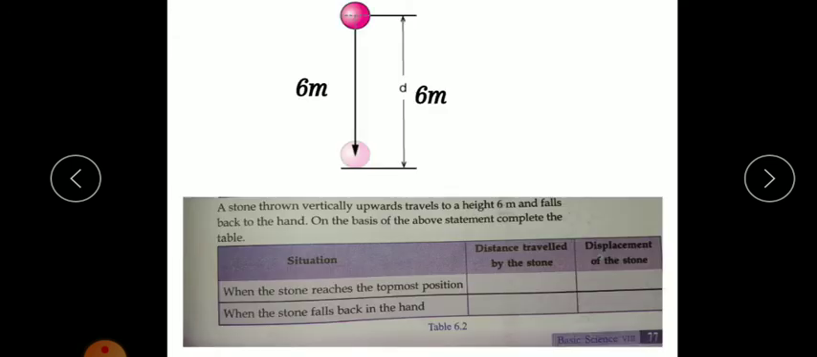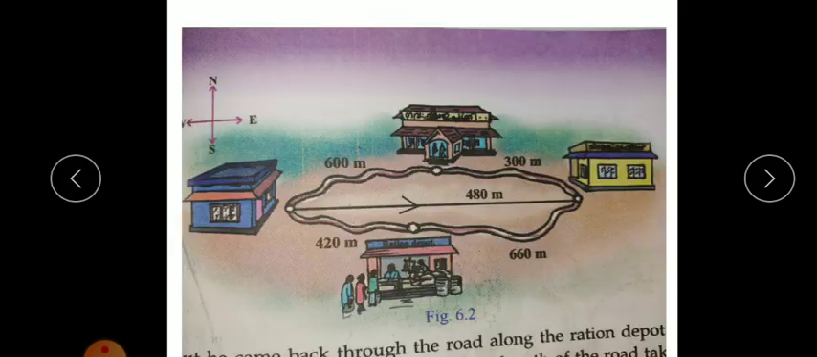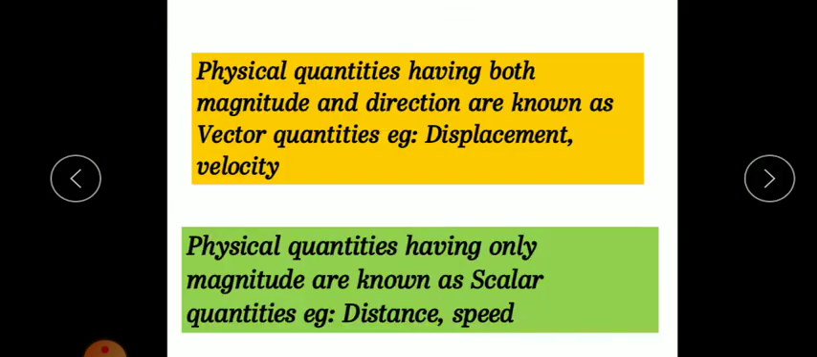So here we learnt what are scalar quantities and what are vector quantities, is it? The physical quantities having both magnitude and direction are known as vector quantities, and quantities having only magnitude are known as scalar quantities. So one example for scalar quantity is displacement, and another example is velocity. You will learn what is velocity in the next class.